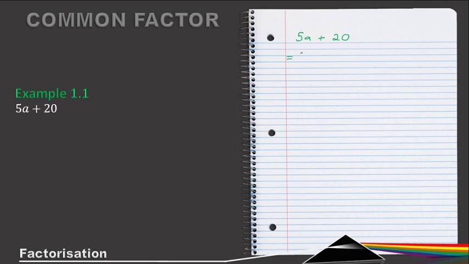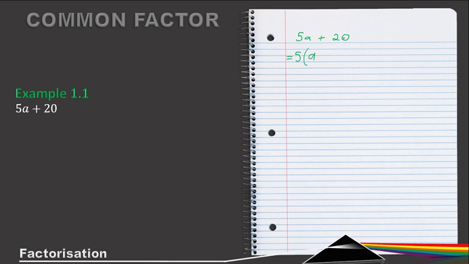Everything I take out, I write here, and then I open my bracket. Now I see there's only an a in the one term. There's not an a in this term, so I can't take out an a. All I can take out is the 5. So now, once I have my bracket here, I need to determine what is left after I take out the 5. If I take the 5 out, then what we have left here will be a.